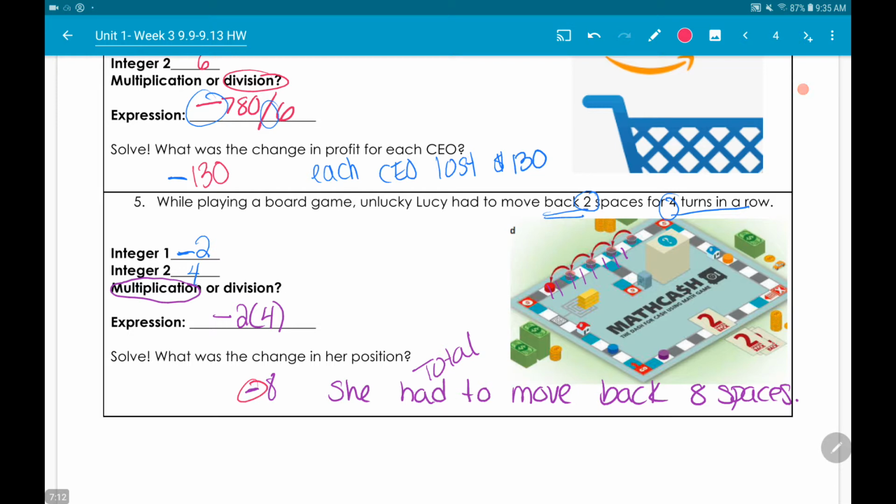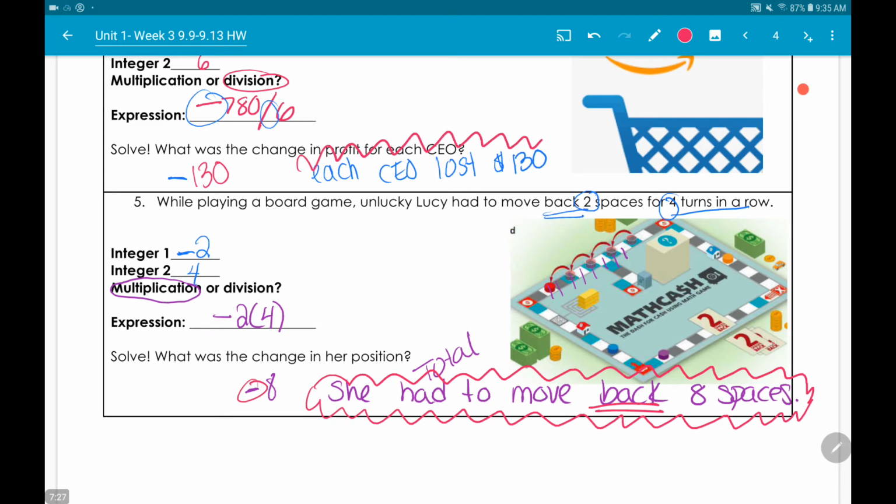All right, so if you notice on the board, it's not negative spaces, but what makes it a negative response is the fact that she's moving backwards and not forward. So when we are interpreting our answers, our signs come into place. Same thing up here. Each CEO lost $130. The 130 isn't the negative. I don't have $130, but it's the act of losing it and not gaining it.